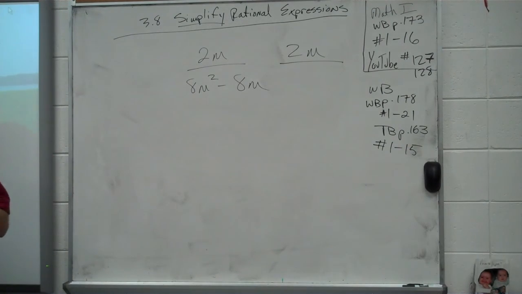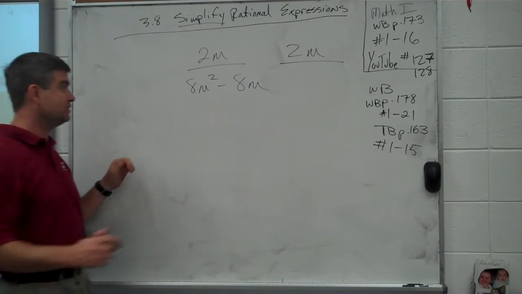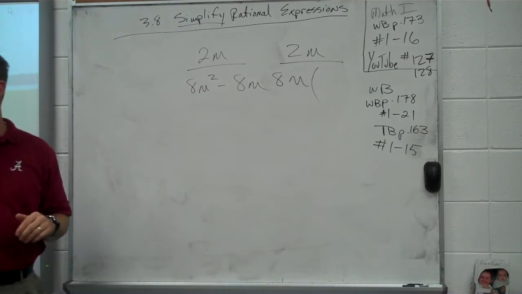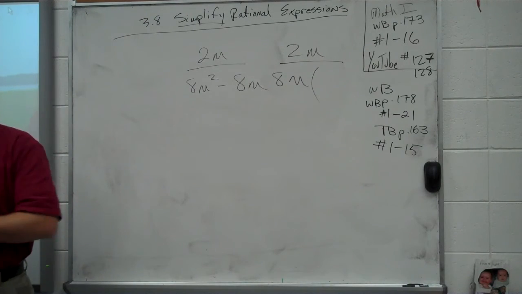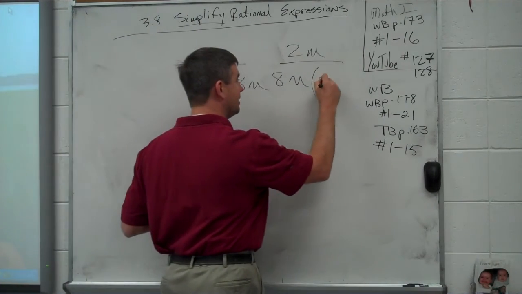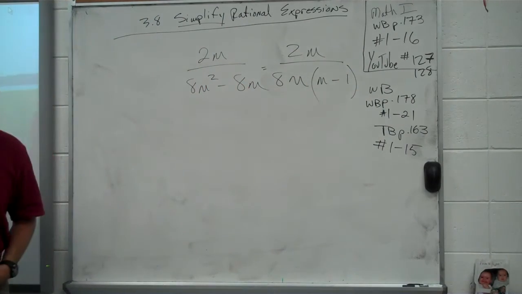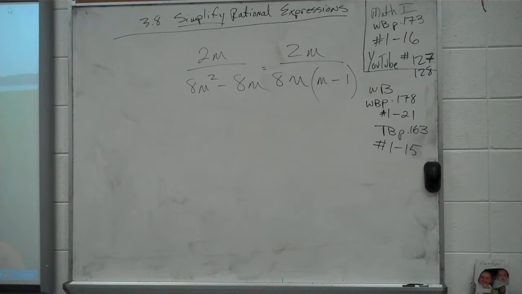It's not a trinomial, so what am I thinking? Three letters: G, C, F. What's my GCF in this problem? 8m. Outstanding. I pull an 8m out to the front, right? And what's left inside the parentheses? M minus 1. Outstanding.